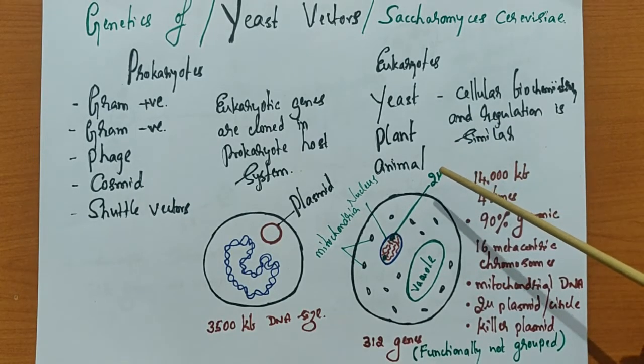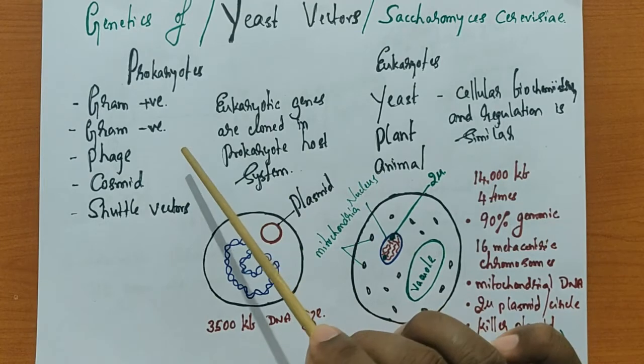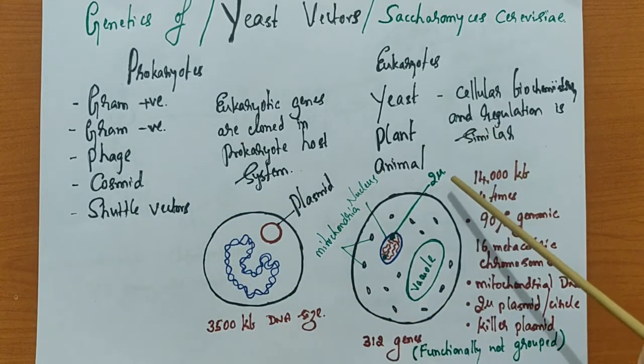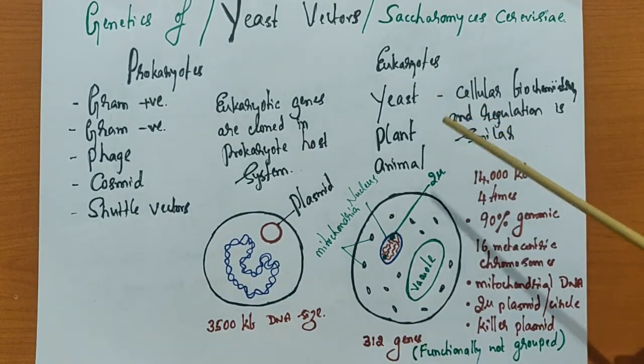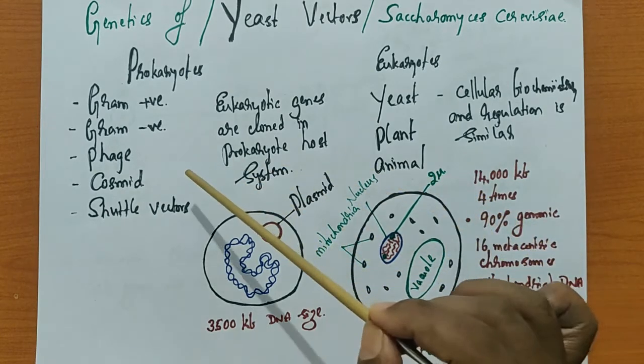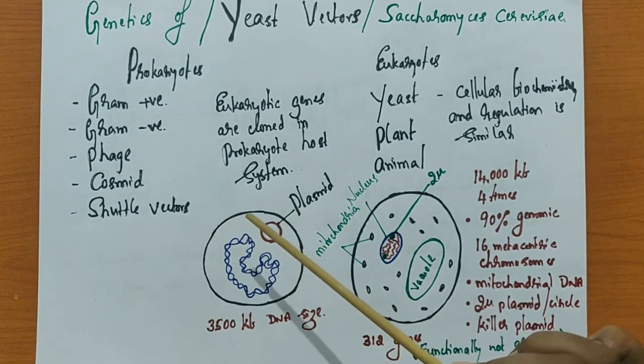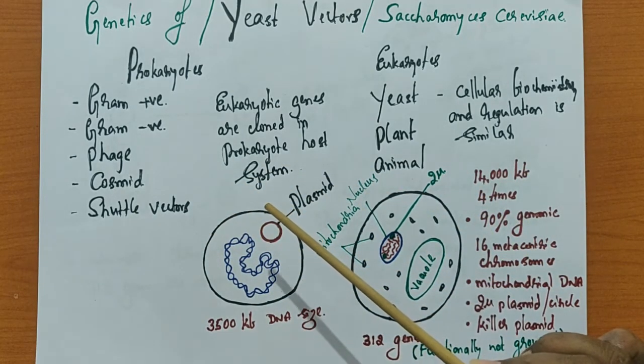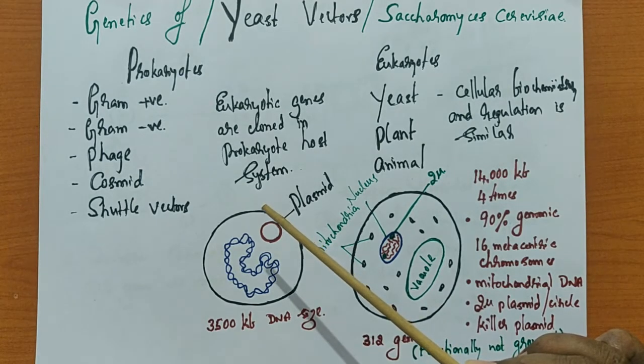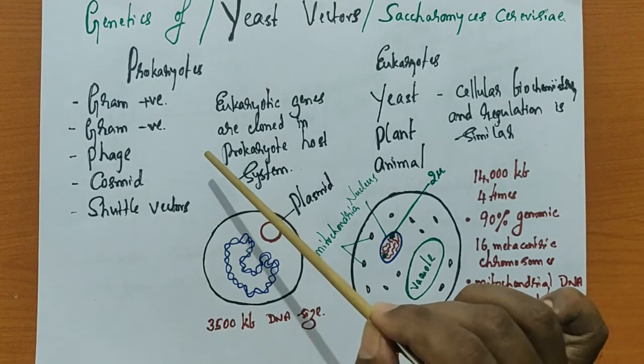So the idea is that a prokaryotic system is very important because we can clone any of the genes, either from a yeast, plant or an animal, in a prokaryotic system. We can do all types of manipulations: deletion, addition, create a new site, insert a new site. All those things are possible in prokaryotes.